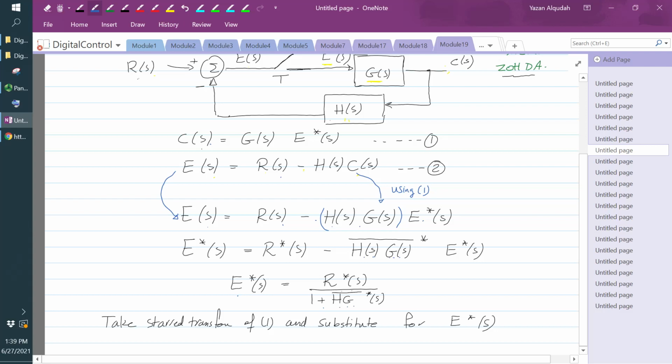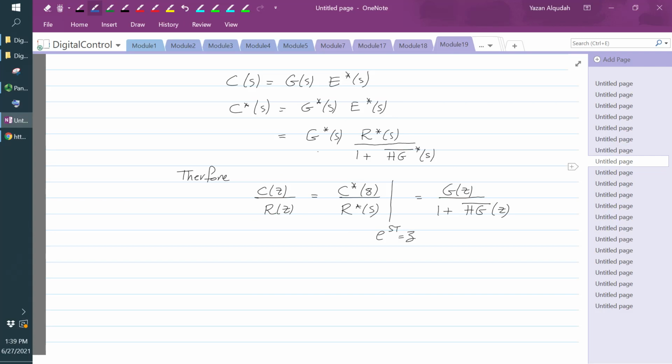Now, if I take the star transform of 1 and substitute for E star, so I'm going to go back to equation 1. C of S equal G of S E star. If I take the star transform, C star is equal to G star multiplied by E star. But E star, we calculated it, and it is equal to R star divided by 1 plus HG star.